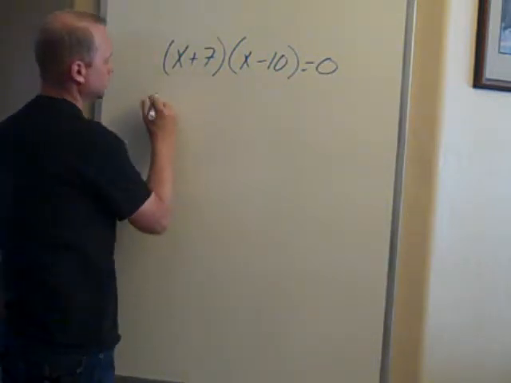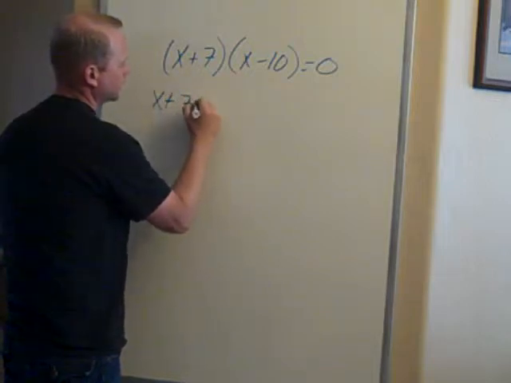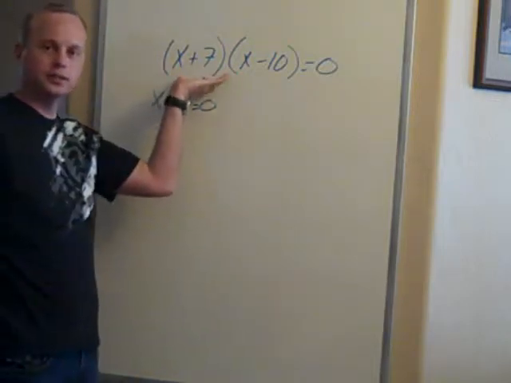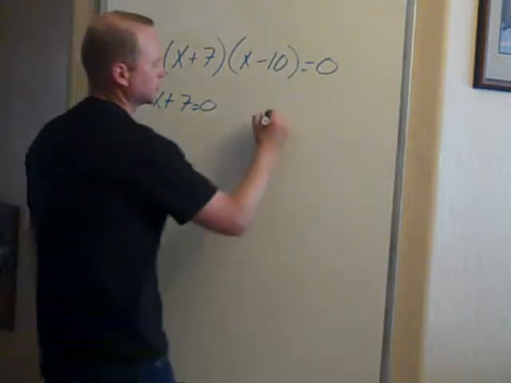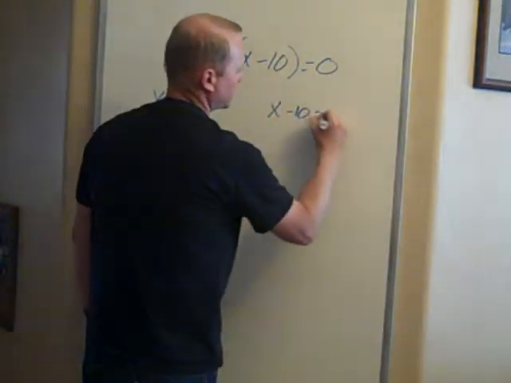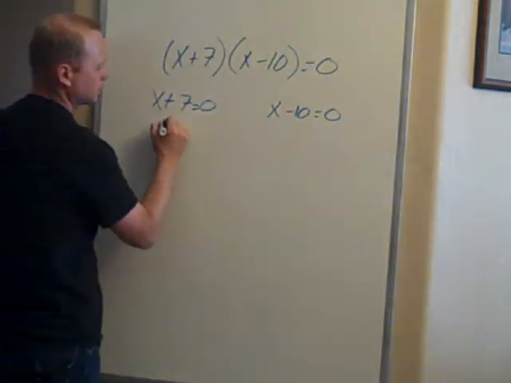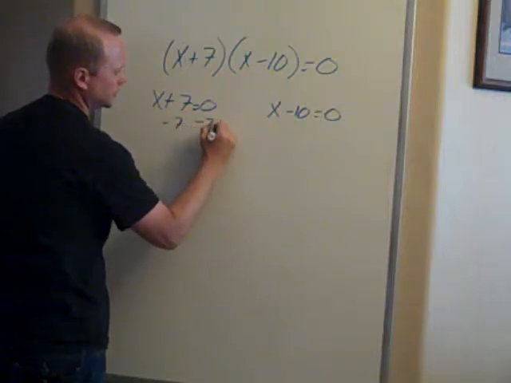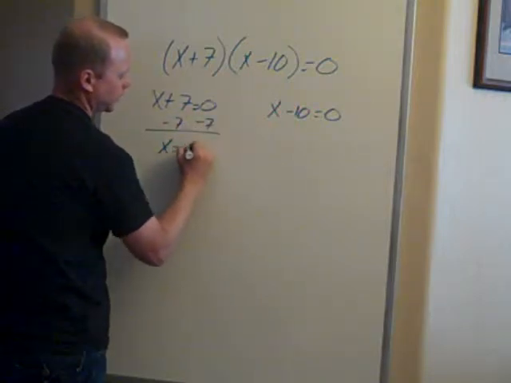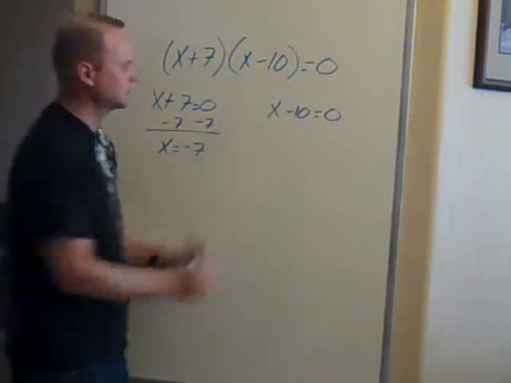So I set up two equations. X plus 7 equals 0. That side needs to be set equal to 0. The same thing for this side. X minus 10 equals 0. Okay, so now I solve it. Subtract 7 from both sides. X equals negative 7. Do the same thing over here.